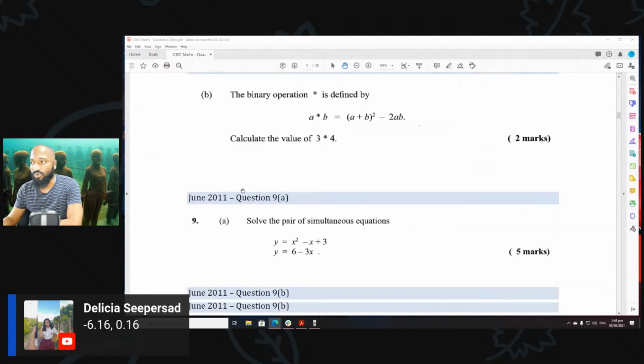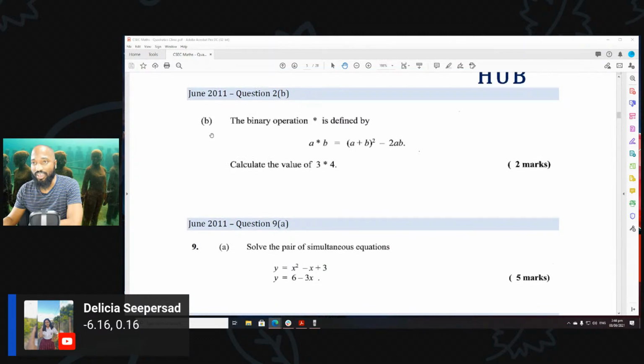And we scroll. Look at that. We on page 5. Question, June 2011. So we're in June 2011. The binary operation is defined by this. And this is a square. So it's not really quadratics, but you're still squaring up things. So this is really substitution.